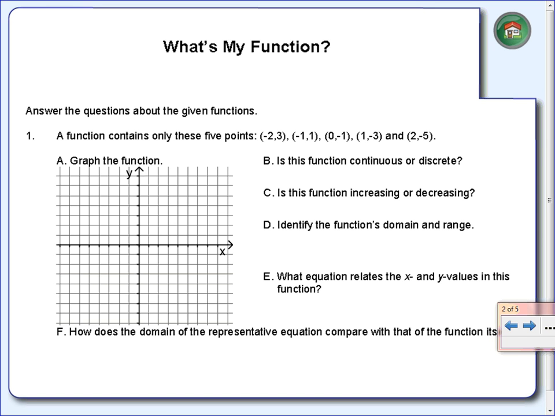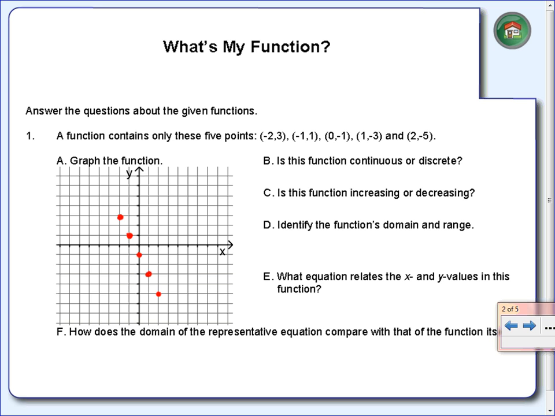So the first thing we're going to do is graph this function. We're going to plot each of those 5 points. So here we go. Let's find (-2, 3). Put a point there. Now we're going to go down to (-1, 1). That's right here. The next ordered pair we have is (0, -1). Then I have (1, -3). And then finally I have (2, -5).